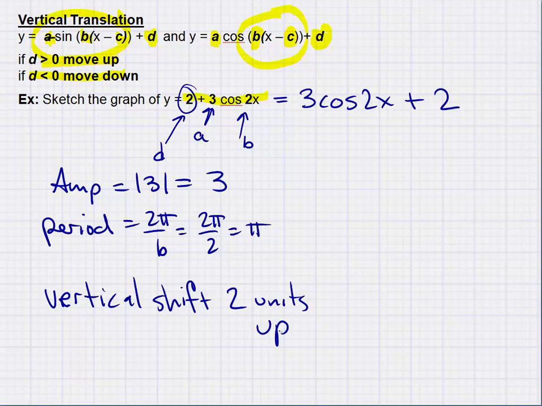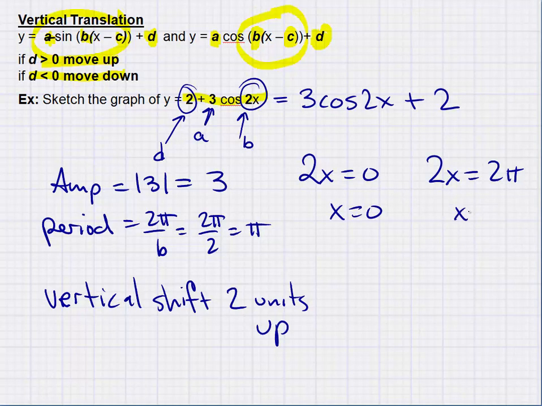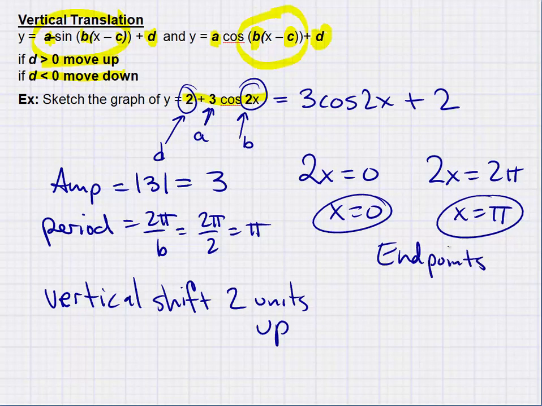Alright, now we want to still figure out where the endpoints to our graph are going to be, and you can still use the same method: I'm going to take the thing inside the function, that's 2x, set it equal to 0, set it equal to 2 pi, and solve those two equations. Here I'm going to get x equals 0, here I'm going to get x equals pi. These are my endpoints. The distance between these endpoints is the period, so that matches up. And again, you want that to match up. If it doesn't, you messed up somewhere.